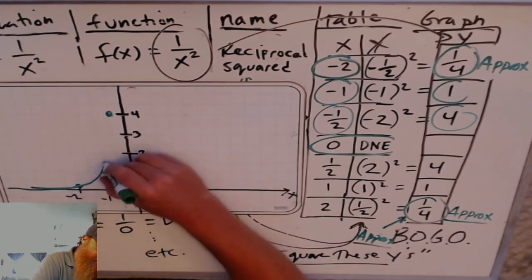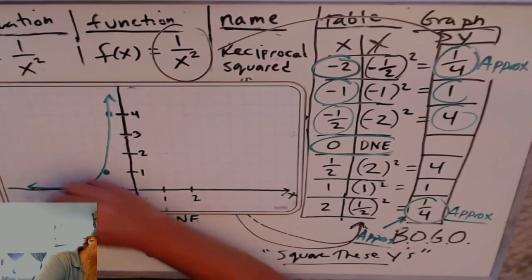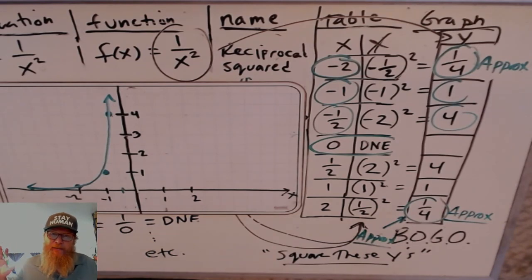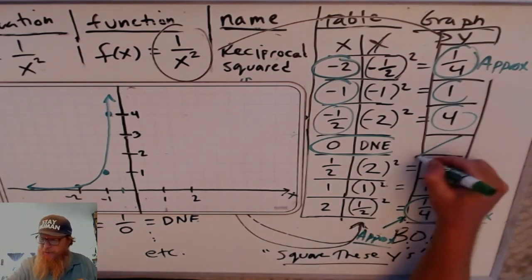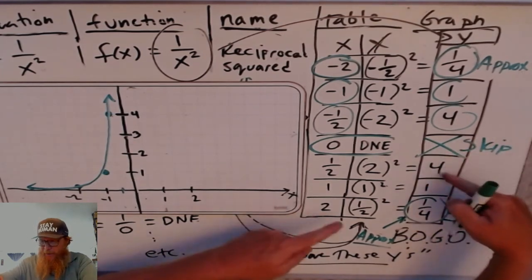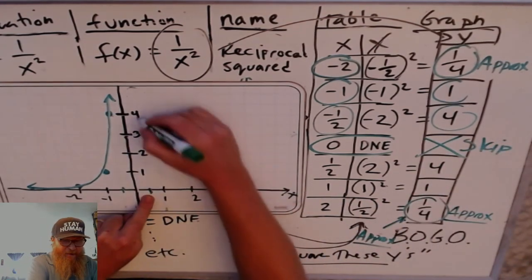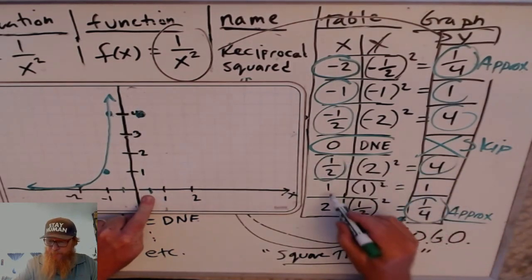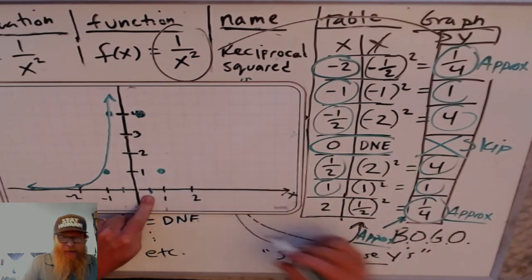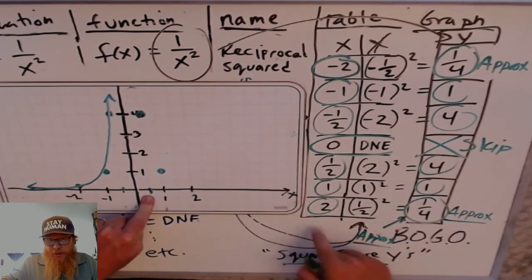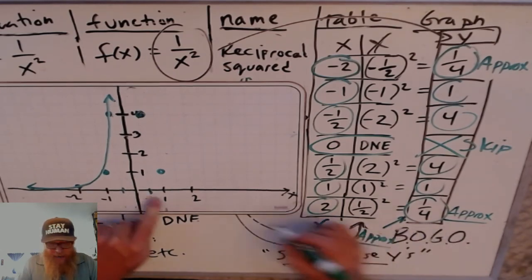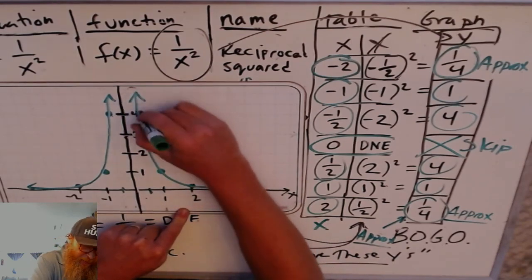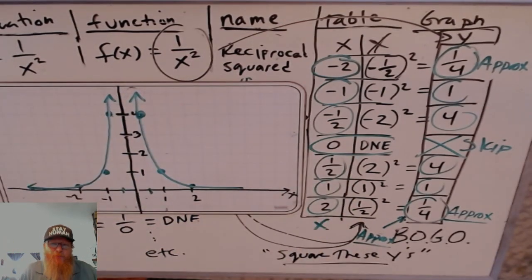And for the DNE, that just means do not touch 0. Do not touch the origin. Do not touch any of the axes. That's all I'm going to say about that. So just skip this over. Jump over to the next one. 1/2 and 4 is way up here. 1 and 1 right here. And our last point, x is 2 and y is 1/4. Again, I'm just approximating 1/4. And that is your reciprocal squared.